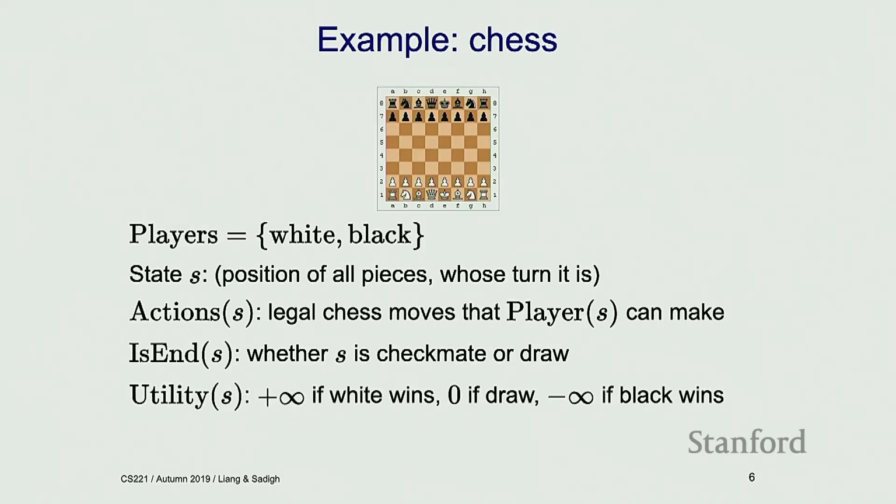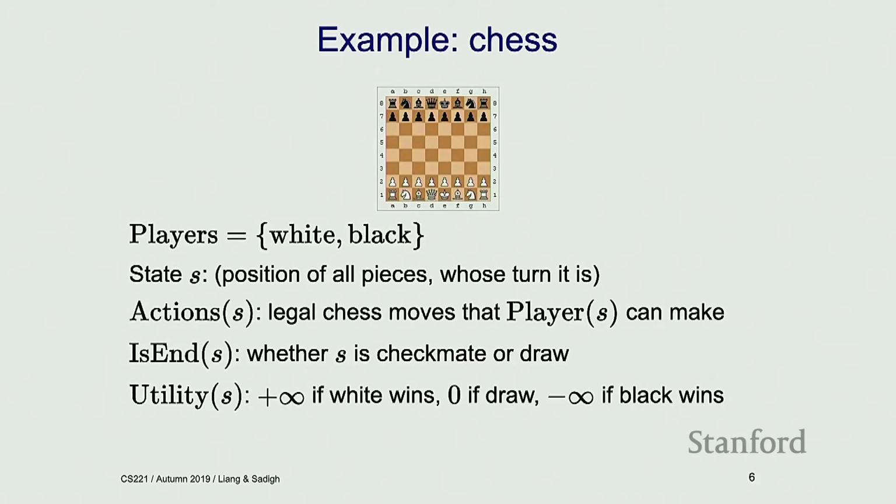Okay? So then what would the utility be? You're only going to get it when you win or when you lose or if there's a draw. So the way we are defining it is it's going to be, let's say, plus infinity if white wins, because the agent is white. And it's going to be 0 if there is a draw, and then it's going to be minus infinity if black wins. Okay? Yeah, so that was all the things that we would need to define.